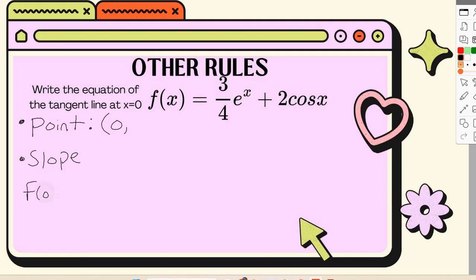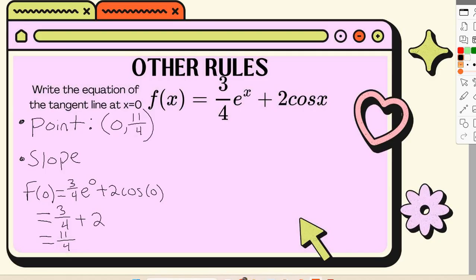Cool. So e to the 0 is going to give us 1. So I get 3/4. Cosine of 0 is 1, so I get 2. So this would be 8/4 plus 3/4 gives us 11/4. Yes? Yeah. Now, find my slope.